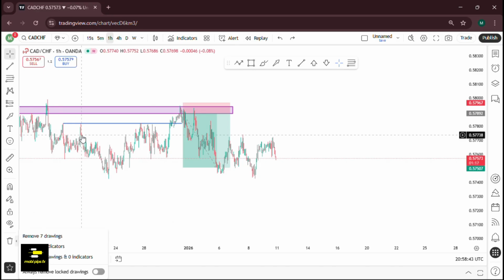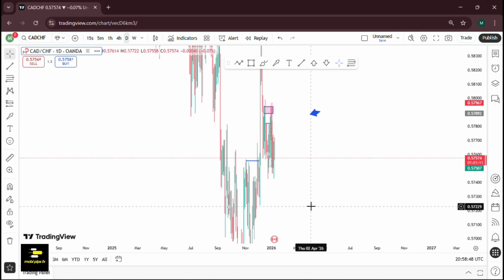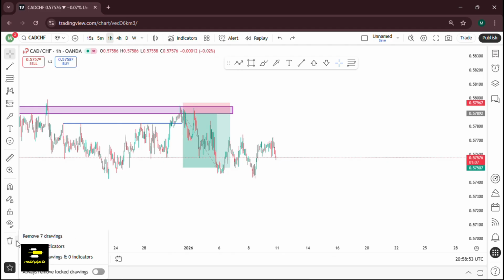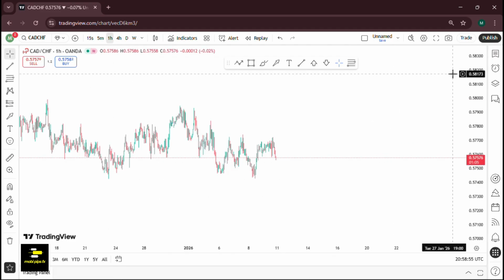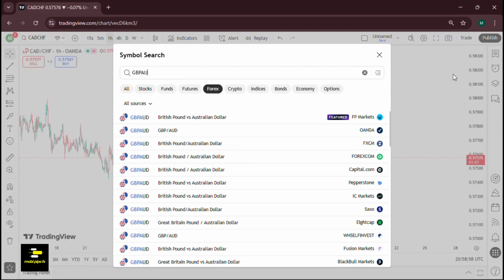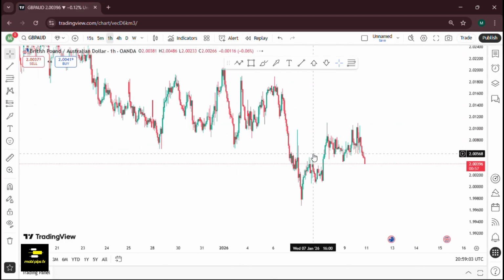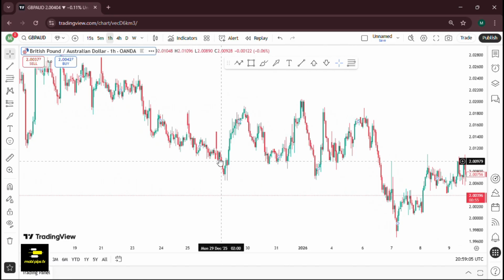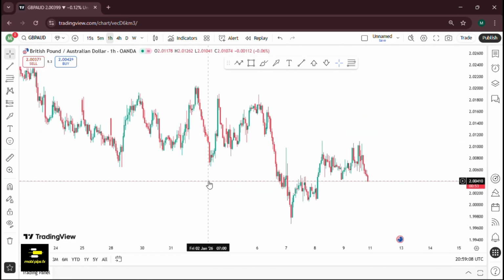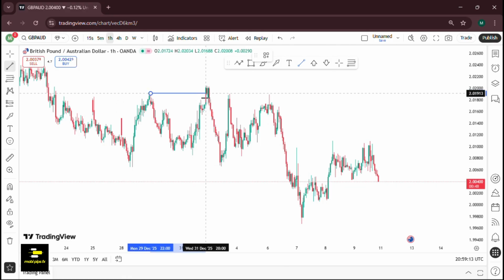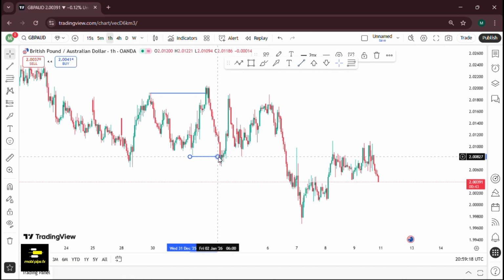So why is it important to know where price is coming from? Because you cannot take, let's first of all check it out on GBP AUD. All right, GBP AUD. Okay, already I'm seeing, like, I just opened. My eyes are seeing and spotting sweep of liquidity. So it's something you have to train your eye for when you practice.